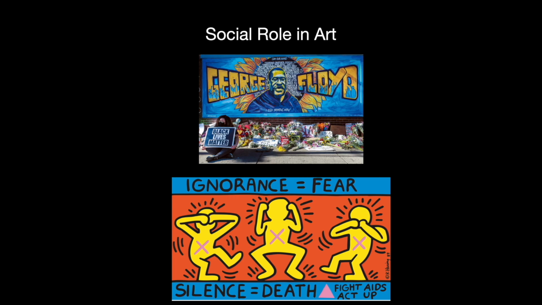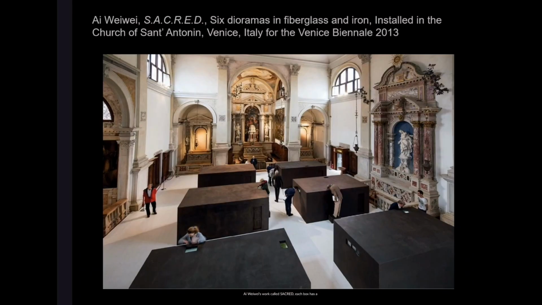Art can serve as a conscience for society in a way. During the George Floyd tragedy, this mural was created in the spot where he was killed. People bound together to create a memorial, a mural for him there. And then below we have Ignorance is Fear, Silence is Death by Keith Haring, which is a reference to the 1980s AIDS epidemic and the covering up of it by the media. So bringing attention to that cause.